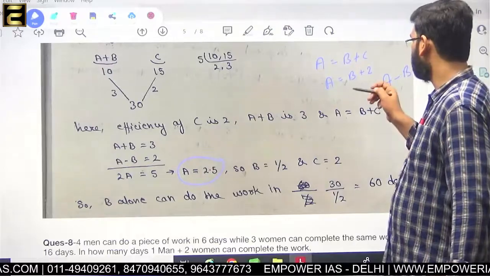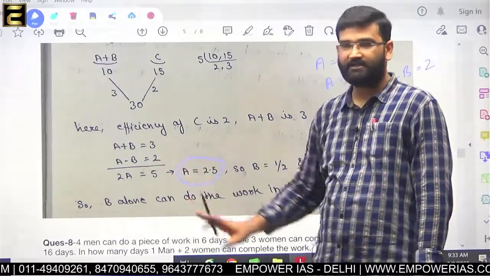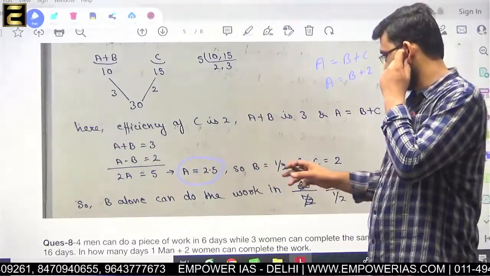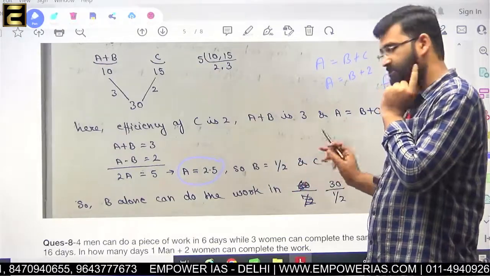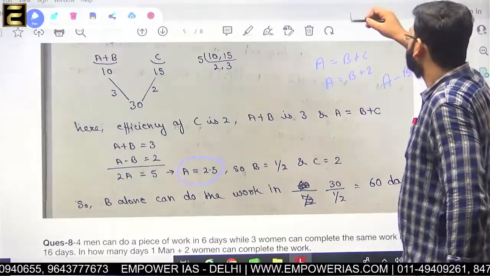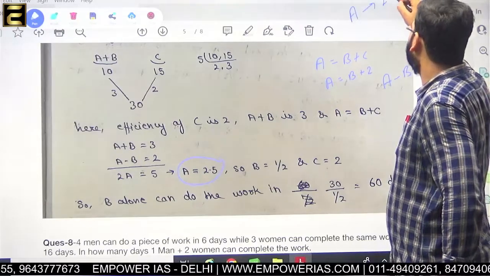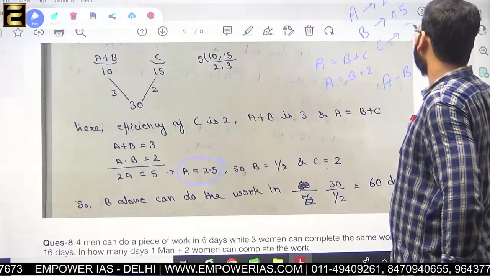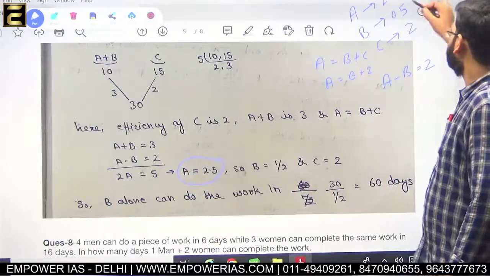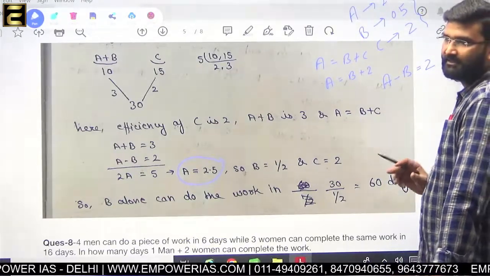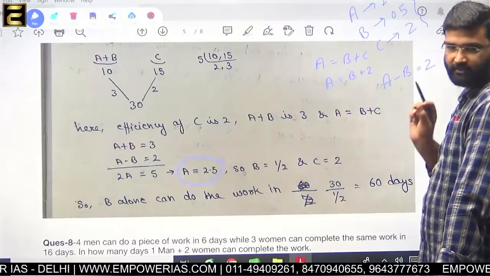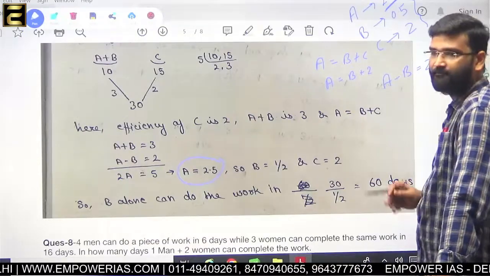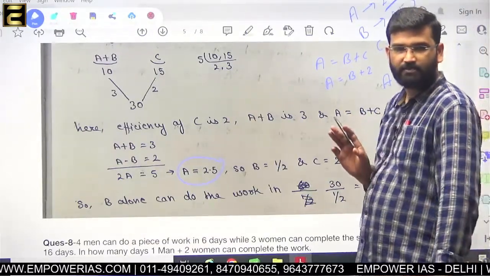Now put the value of A either in this equation or this equation, you will get the efficiency of B. So the efficiency of A comes to be 2.5, the efficiency of B comes to be 0.5, and the efficiency of C is 2. That is, the efficiency of A is 2.5, B we calculated to be 0.5, and C we calculated to be 2. Now see, if B and C together complete any work, then the time taken by B and C will equal the time taken by A, because the combined efficiency of B plus C is 2.5, which is the efficiency of A. Okay, so up to this level it is clear.